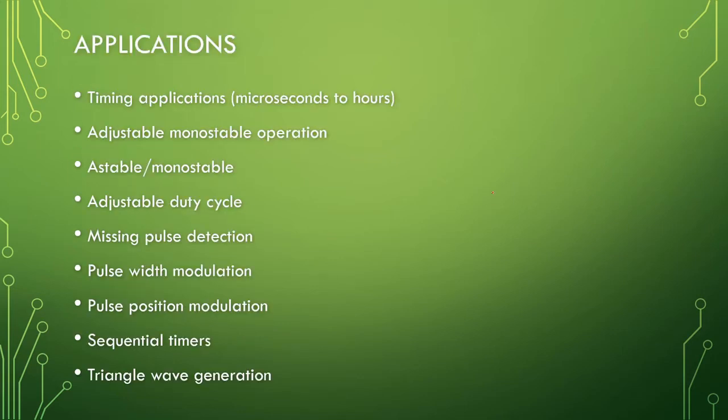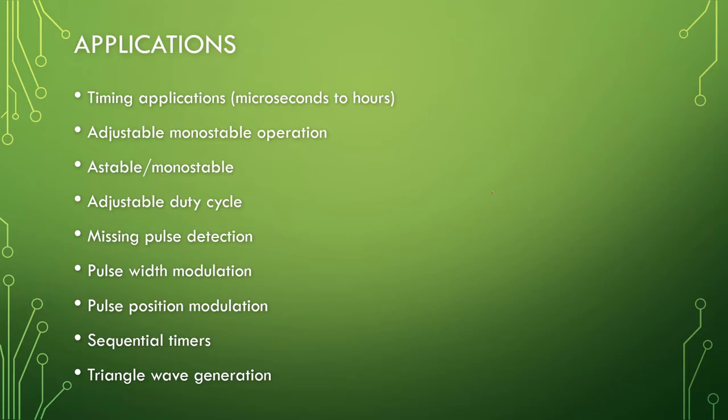So the 555 can be used for timing applications from microseconds to hours. You can max out this timer circuit. It can have adjustable monostable operation. You can have it connected as astable, a monostable, even with adjustable duty cycle for the astable.